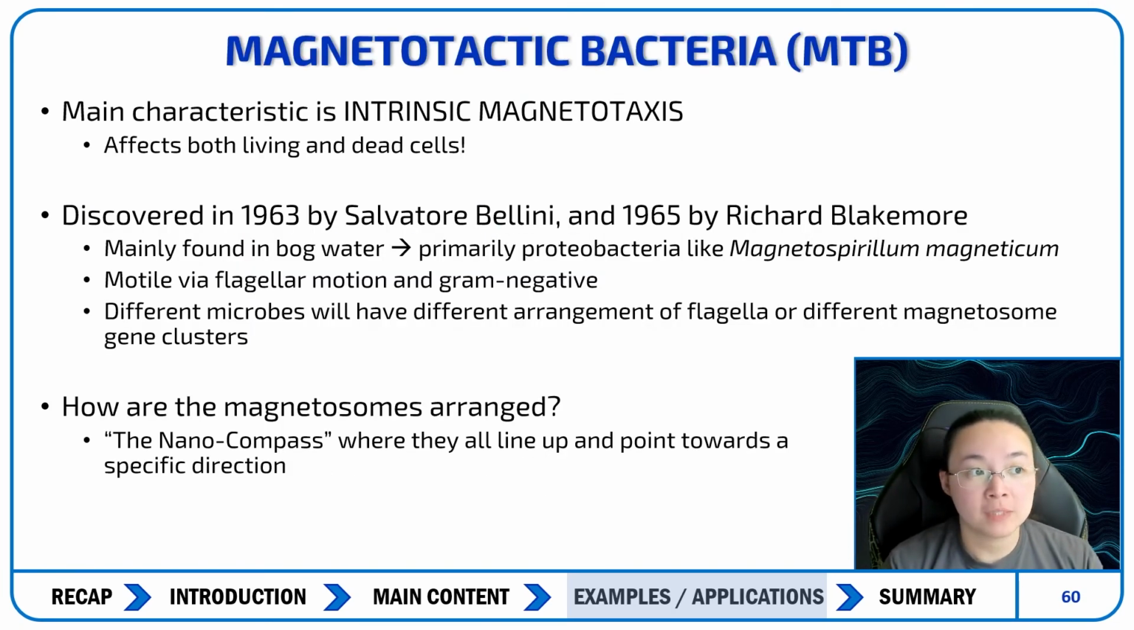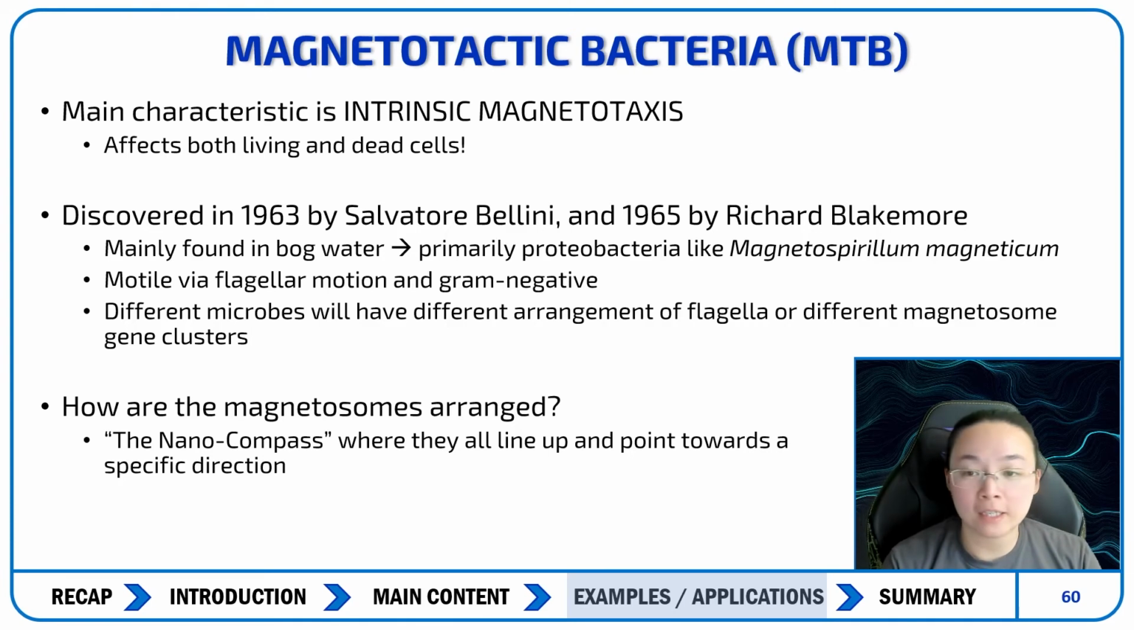So looking at magnetotactic bacteria, for short MTB, so I don't have to say it too many times, the main characteristic for each of these types of MTBs is that they have intrinsic magnetotaxis, so basically movement based on its surrounding magnetic field. The key thing with this intrinsic magnetotaxis is that it affects both living and dead cells. So it's important to know that if a cell has died within that bacteria, it still has those magnetic dipoles and it still has the magnetic material to help align the bacteria and allow it to move towards wherever it wants to go based on its magnetic field.